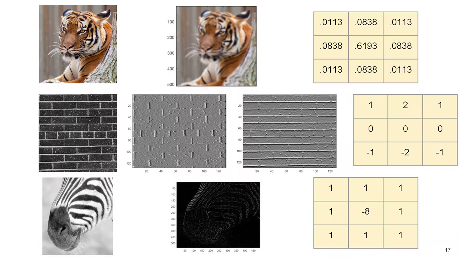Lastly, we also might be interested in extracting information at a particular frequency. So we can take the difference of, say, a high-pass filter and a low-pass filter, and at a particular frequency, we can extract information about that as well.